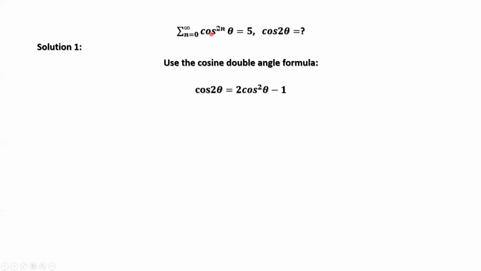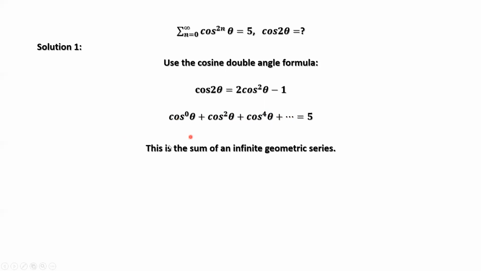The left-hand side of this given equation is cosine theta to the power 0 plus cosine theta squared plus cosine theta to the power 4 plus, we have infinite number of terms. The left-hand side is a sum of an infinite geometric series. This sum is convergent because the value is 5.